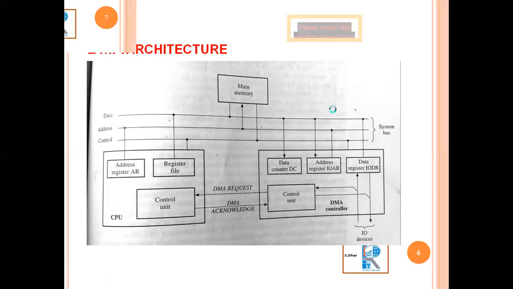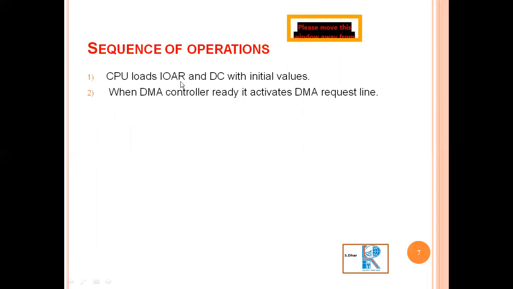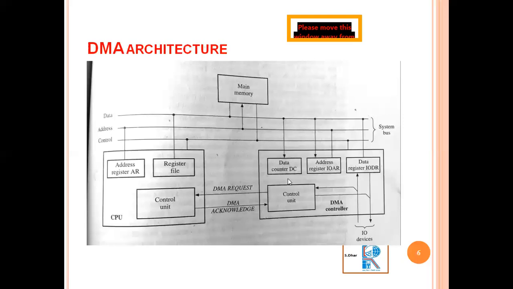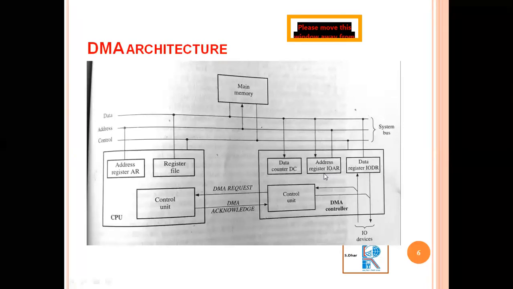Yeah. This sequence of operation is written here point by point. See here, first the CPU loads the IO address register and data counter with the initial values. So the data counter and IO address register with the initial values. Clear? That is the initial address from where data has to be transferred.